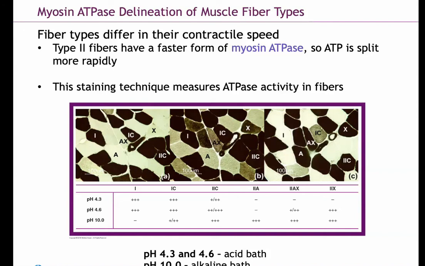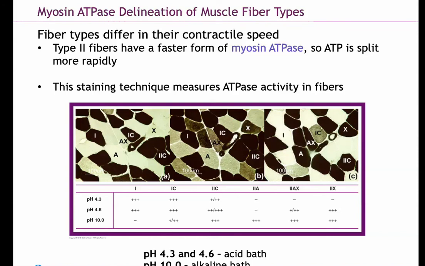If we look at this one, A, B, and C are different pictures, and I don't know exactly what they're talking about, but we can also stain the fibers with an oxidative bath. This myosin ATPase would be a solution that has a high affinity for anaerobic enzymes, and then if we did an oxidative bath, it would have a high affinity for aerobic enzymes. That would allow us to identify all the type 1 fibers versus all the type 2 fibers.